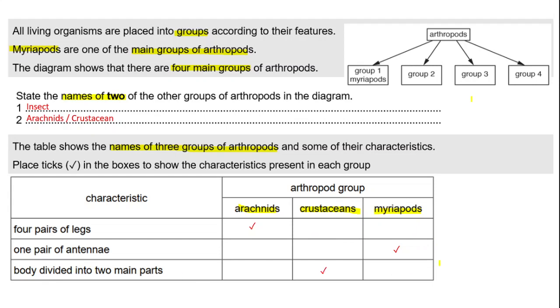Let's see the third characteristic, body divided into two main parts. Of course, in crustacean you can see the body divided into two main parts: the cephalothorax and abdomen. Cephalothorax, the head and the thorax portion are joined. Cephalo means head.